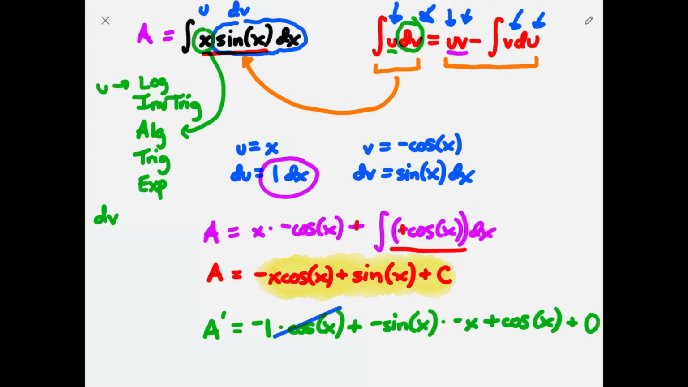This negative cosine and positive cosine are going to cancel. The negative negative here is going to be positive, and you end up with x sine x. So you know that this right here is correct because if you did the derivative of it, you get where you started. So that's basically a worked out example of integration by parts. If you have any questions about anything in this video, let me know.